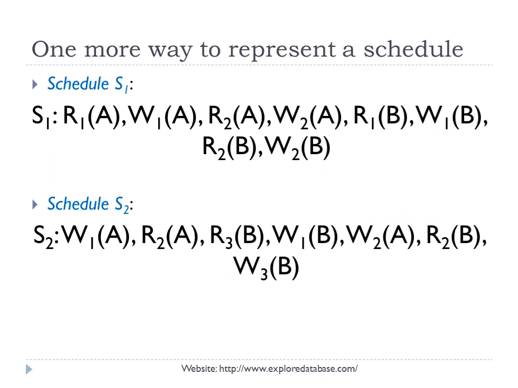A schedule may be represented as shown here. In each of these schedules, the subscripts of instructions R and W, that is read and write, represent the transaction ID. The order of the read and write instructions represents the order in which these instructions executed in the given schedule. So it can be represented in this way in some textbooks, and it can be asked in the examinations as well.